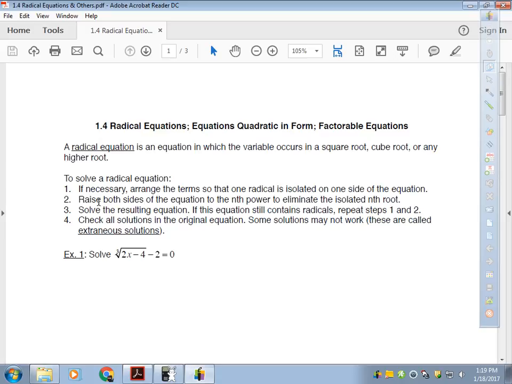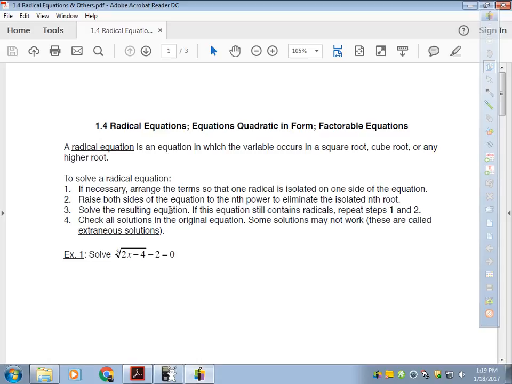Step 2, you're going to raise both sides to the nth power to eliminate the nth root. What that means is if you have a square root, you're going to square both sides. If you have a cube root, you're going to cube both sides. If you have a fourth root, then you're going to do a fourth power on both sides. Step 3, solve the resulting equation.